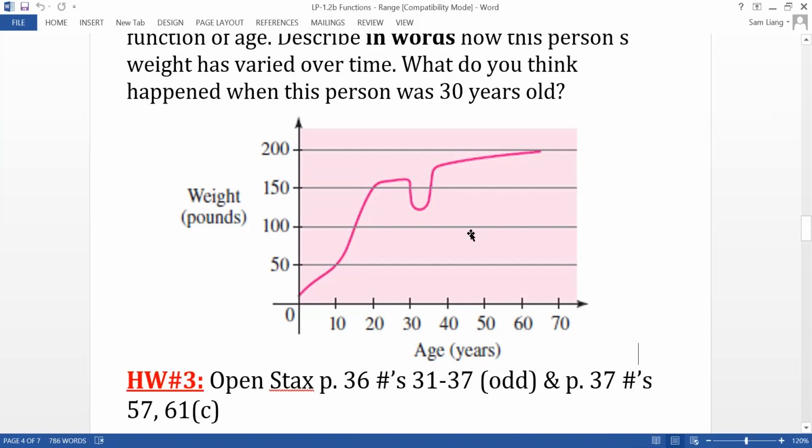So as a follow-up question, I want you to think about range. So the range of this function, the range of this person's weight, will be like 8 pounds up to about 200 pounds. So the range is the set of all possible output values. So the set of all y values, in other words. I'll get to the exact definition in a sec, but let me just give you an overview of what we're going to talk about today.